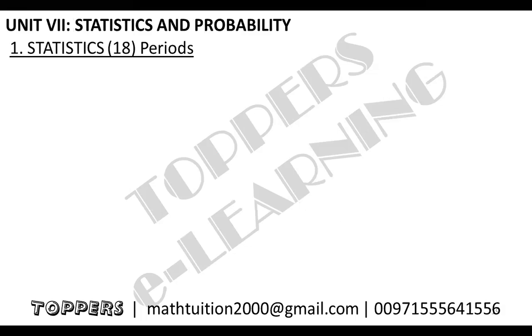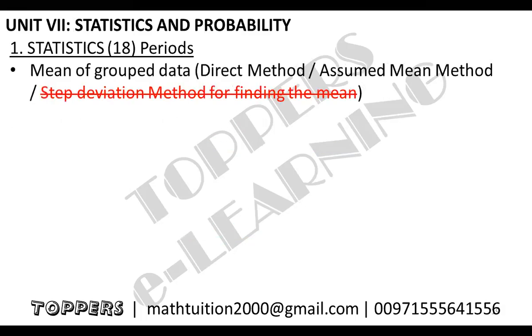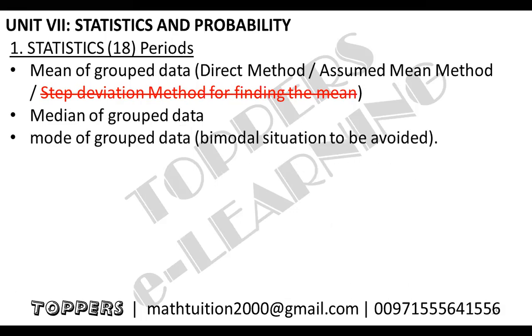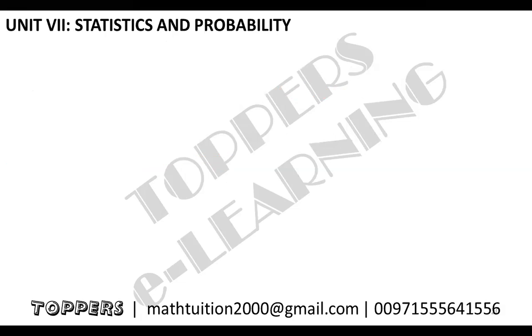Then statistics, 18 periods. So mean of grouped data. We have direct method, assumed mean method, and step deviation method to find mean. The third method, step deviation, has been reduced, not there. Median of grouped data is there, mode of grouped data is there. Ogives are not there. Cumulative frequency graph, that last part is reduced, not there anymore.